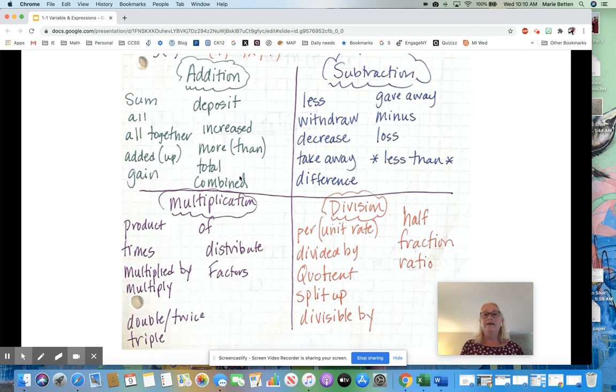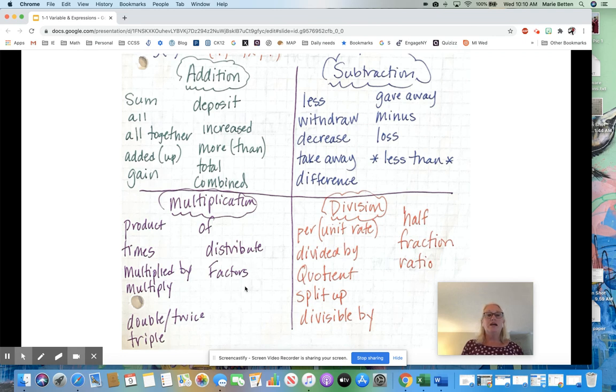Total or combined. For subtraction, there's less, withdraw when I take money out of a bank, decrease, take away, difference, the answer to a subtraction problem, give away, minus, a loss of yards in football, a loss of weight on a scale, and then there is the less than. Be very careful if you're given a situation with less than.